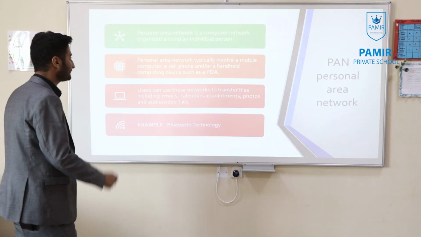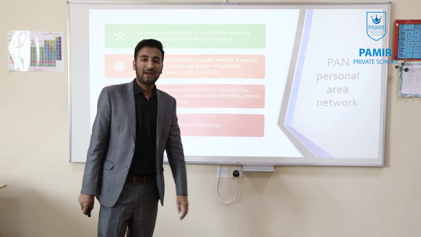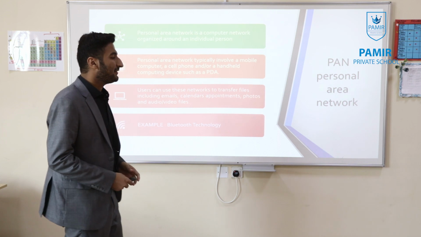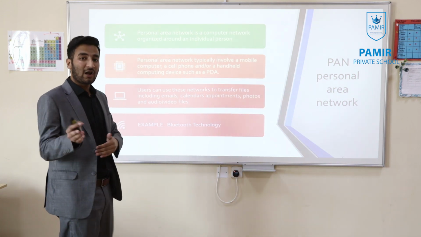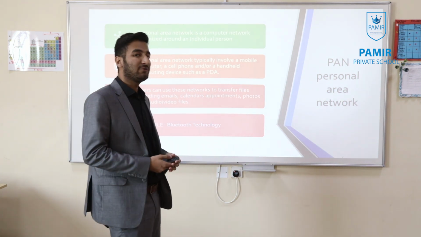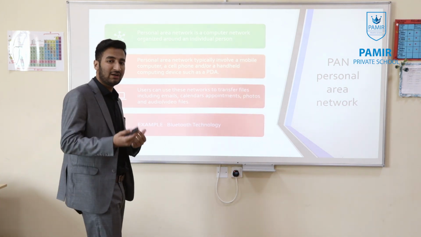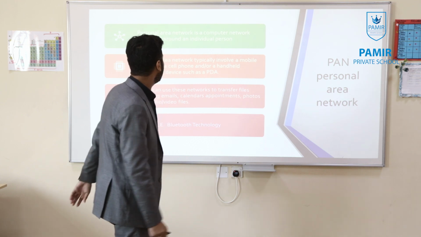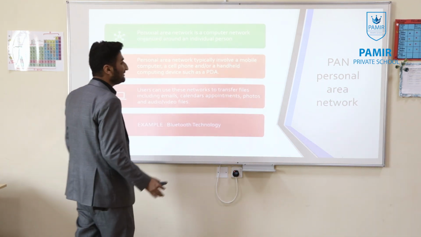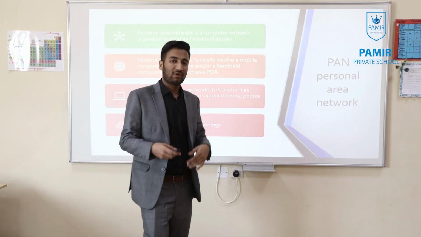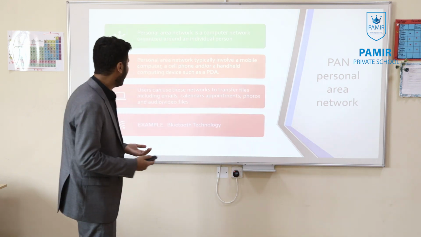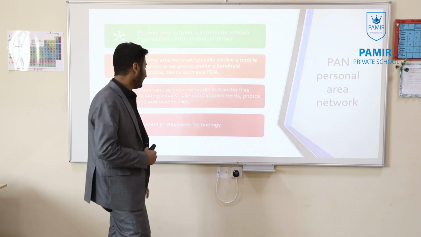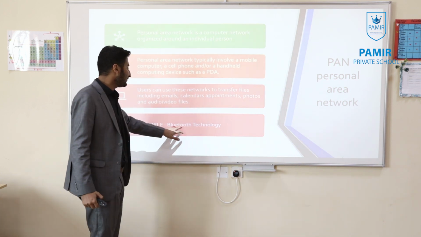Moving on, the last one, PAN. PAN is a personal area network. PAN is a network that is organized around a person. For example, if I want to share some files or videos, I will create a PAN. In a PAN, you take a mobile, a computer, or a tablet, whatever you have, and then you can create your own network. The best example of PAN is Bluetooth technology.